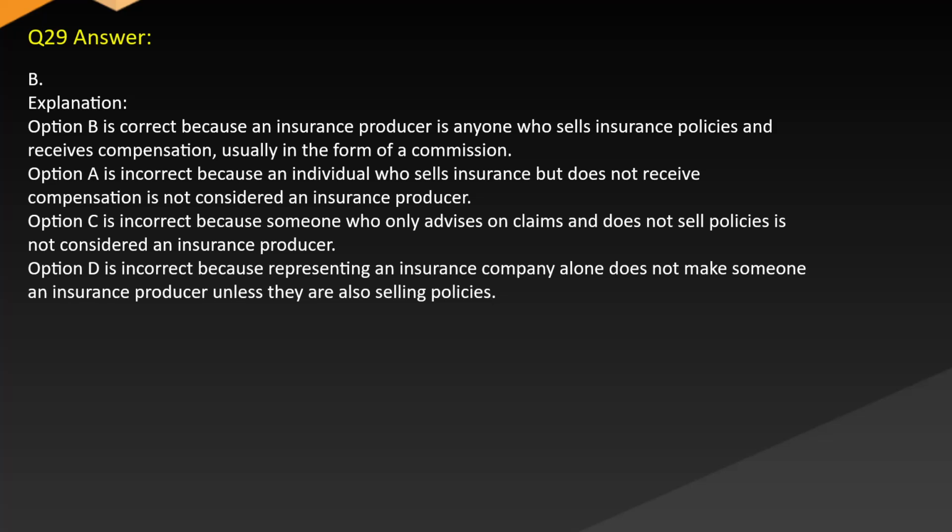Answer B. Explanation. Option B is correct because an insurance producer is anyone who sells insurance policies and receives compensation, usually in the form of a commission. Option A is incorrect because an individual who sells insurance but does not receive compensation is not considered an insurance producer. Option C is incorrect because someone who only advises on claims and does not sell policies is not considered an insurance producer. Option D is incorrect because representing an insurance company alone does not make someone an insurance producer unless they are also selling policies.